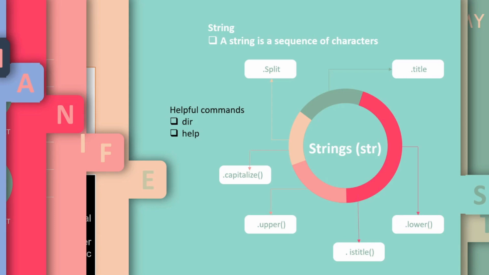When you come to a string in a programming language, it has a lot of methods that you can use to work with the string. Some of them I've listed here: split, title, lower, is title, upper, capitalize. There are a lot of them, but I'll just go through a few and show you how to get to know more of these methods and learn from them. So let's move on to the interactive shell and let me explain the string to you.